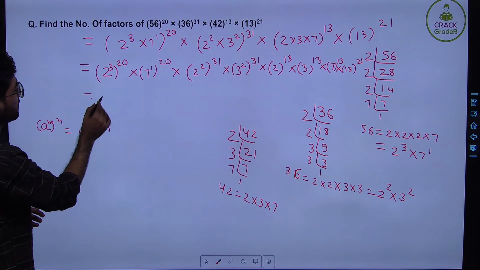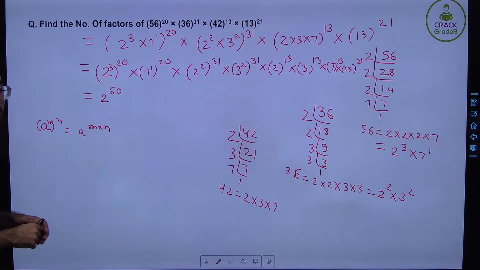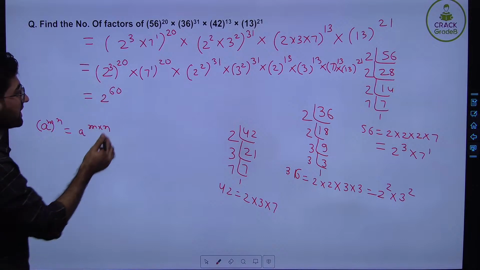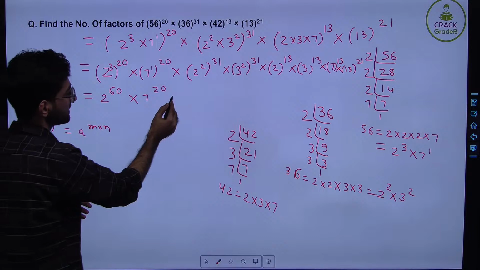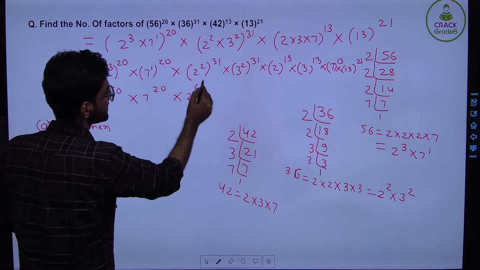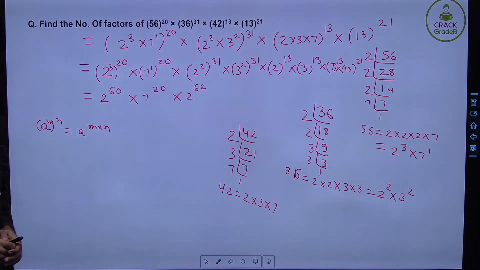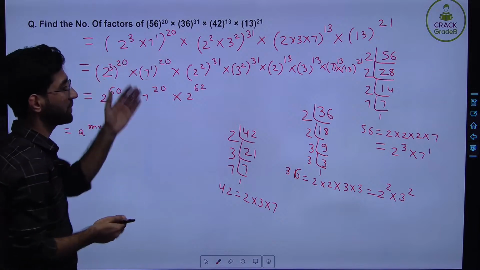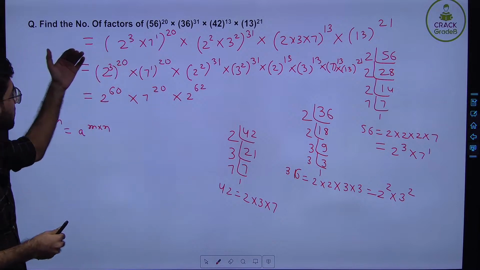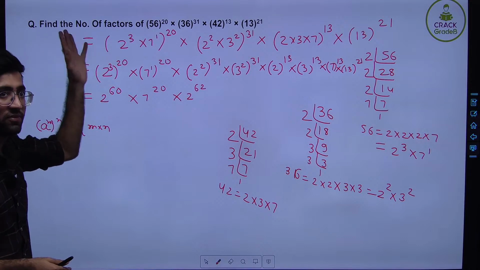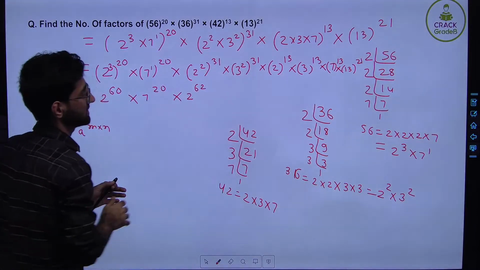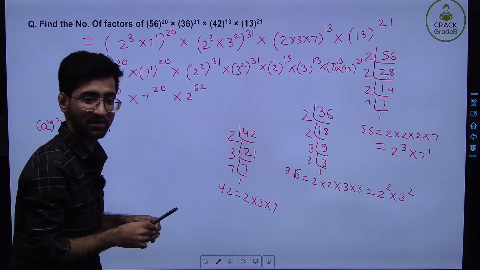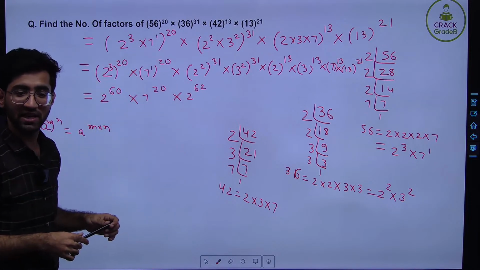Right? Now 2 to the power 60, since 3 into 20 will be equal to 60, right? Then you will have to write 7 to the power 20, right? Then you will have to write 2 to the power 62, since 2 into 31 will be equal to 62. See, why did we break 56 as 2 to the power 3 into 7 to the power 1? Because when do we apply that formula of the number of factors? When you have prime numbers at all the bases. See, 56 is not a prime number, right? That's why you can't directly apply that formula.